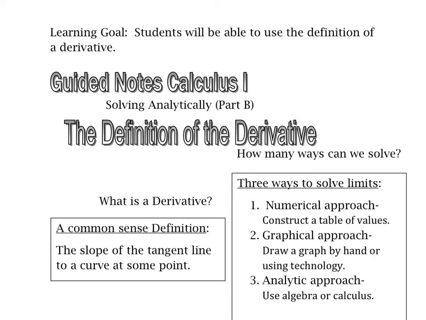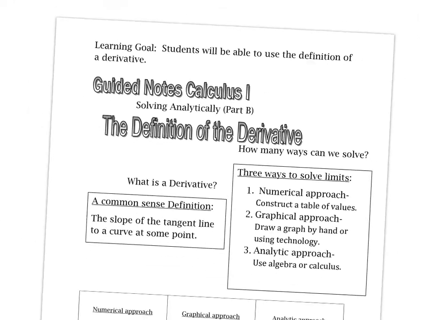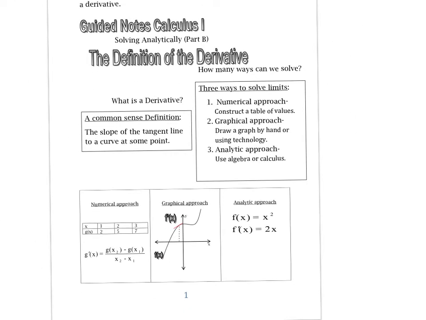3.5, solving analytically, part B. Okay, same information here on the front page. What's a derivative? It's the slope, right? So let's go on to the next page.